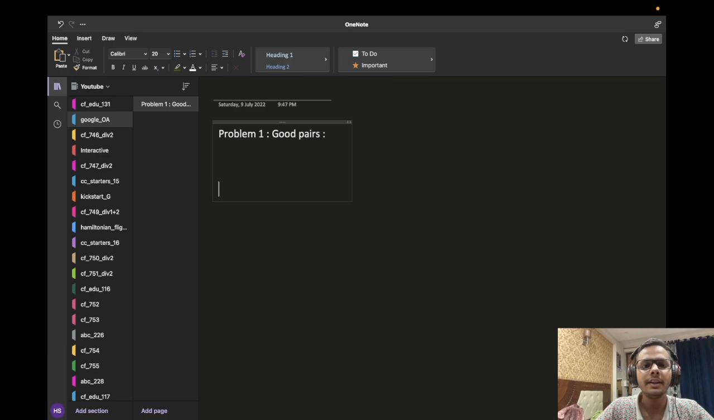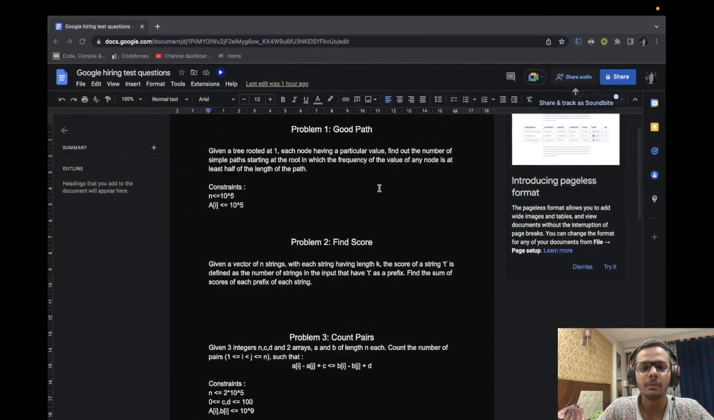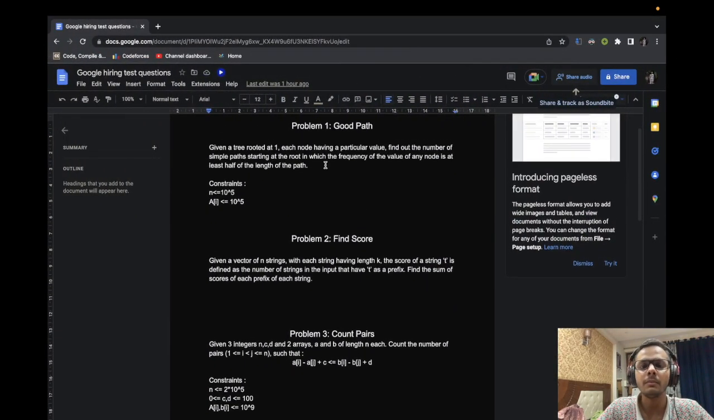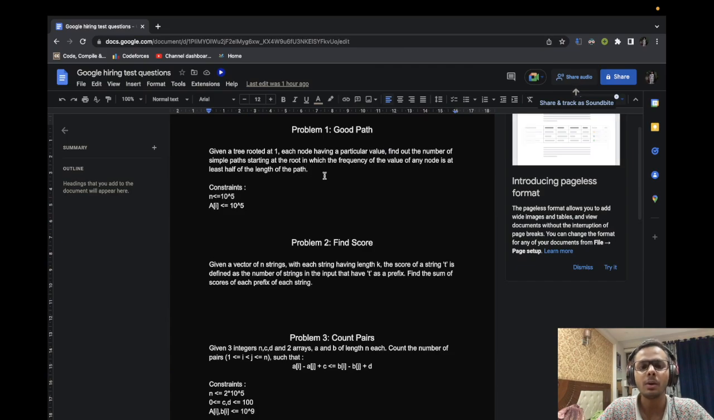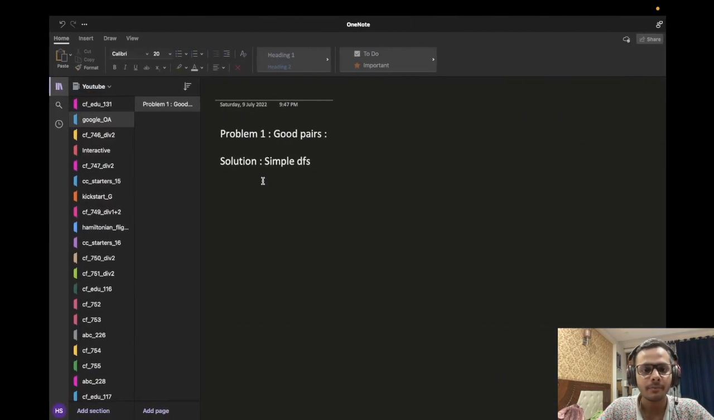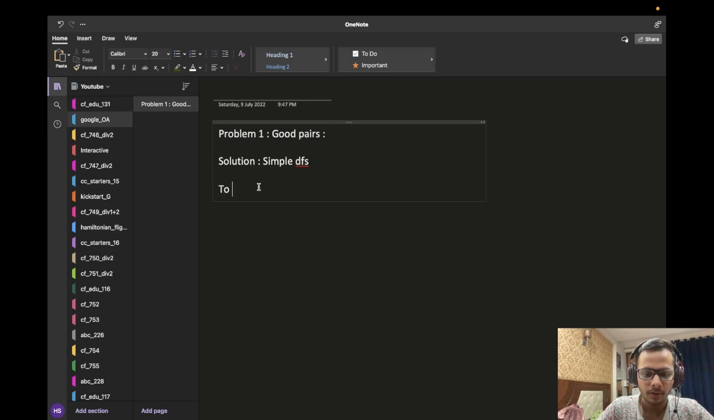So the solution here I think is pretty simple, and you don't really need to think much about it. The solution is just a simple DFS. So you can just do a DFS, and you can maintain frequencies of all the numbers, and you can also maintain in a multiset all of these frequencies, right? So what I'm trying to say is, do a DFS and maintain the frequency.